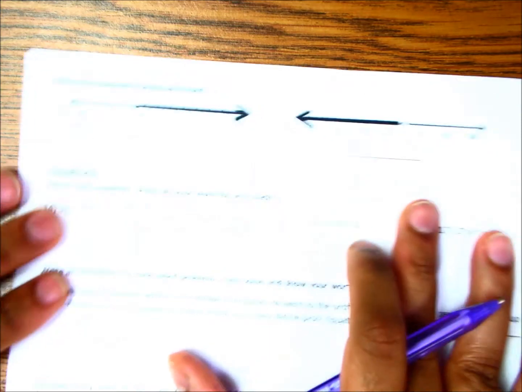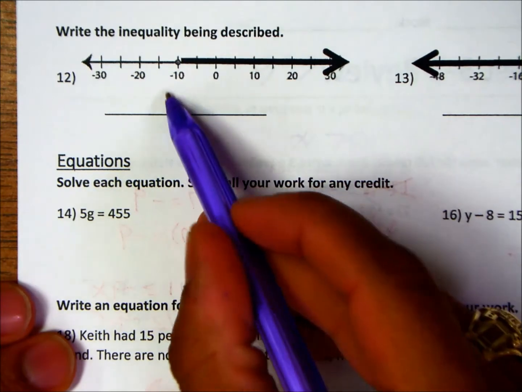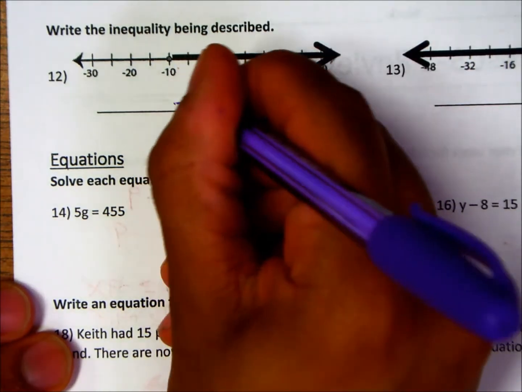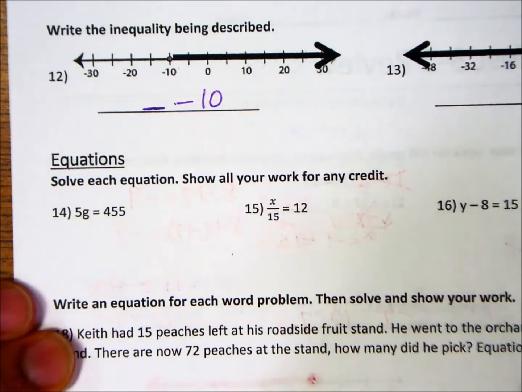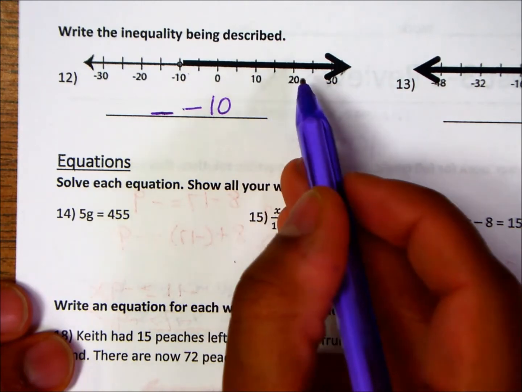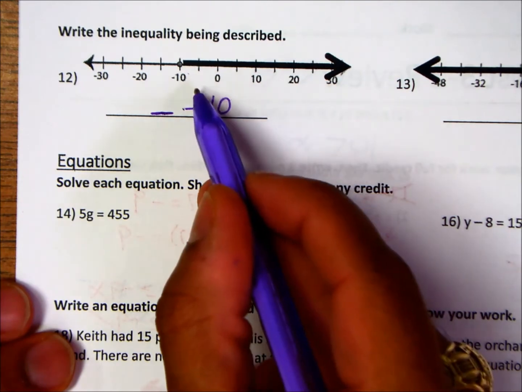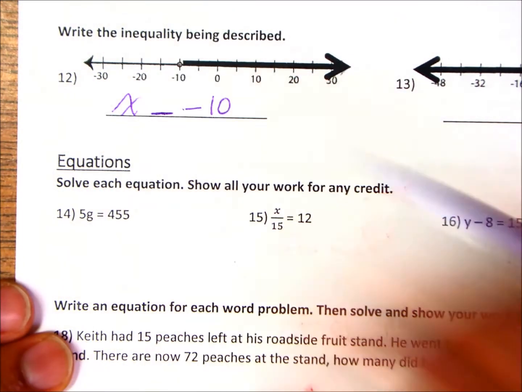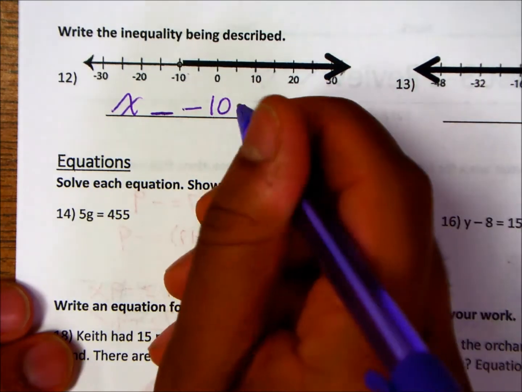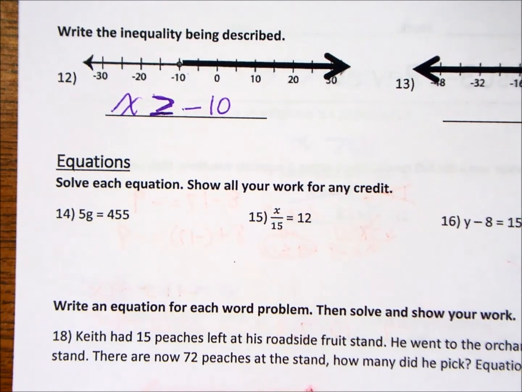Right, let's keep going. On the backside, it says write the inequality being described. Okay, so number 12, I have a closed or shaded circle at -10. I know my symbol has to include an equal to symbol. Now, if I look at the shaded area, I notice that it's the numbers that are greater than -10. So x is all the values that you have, and I notice that x is greater than or equal to -10. That's what's being described.